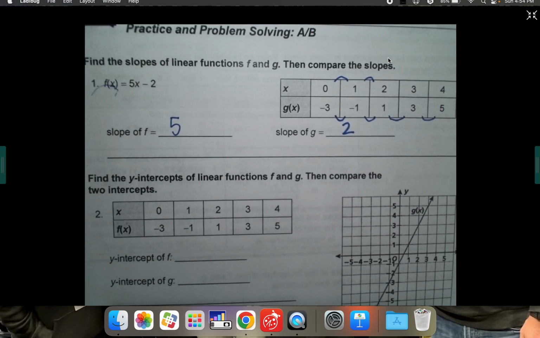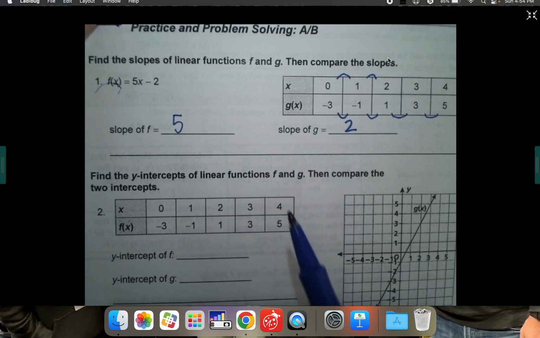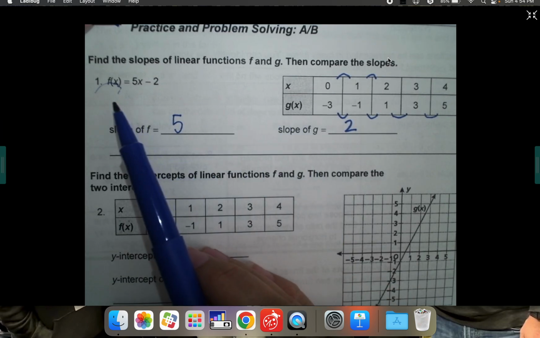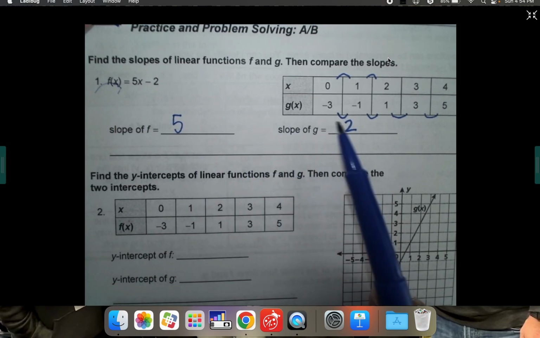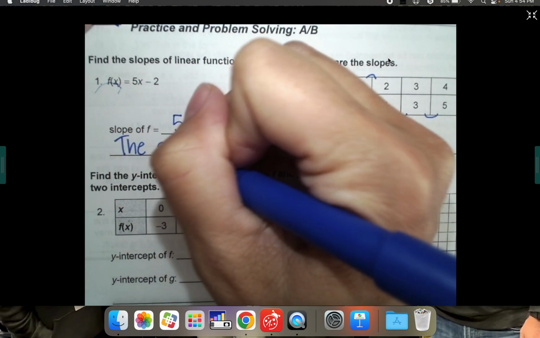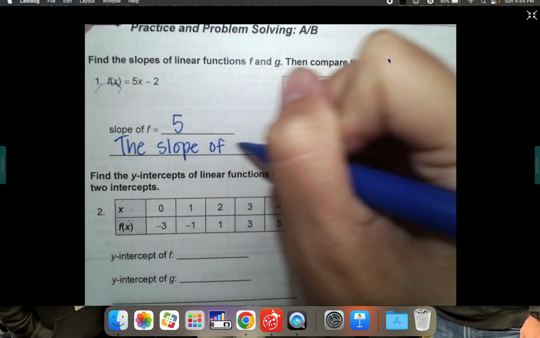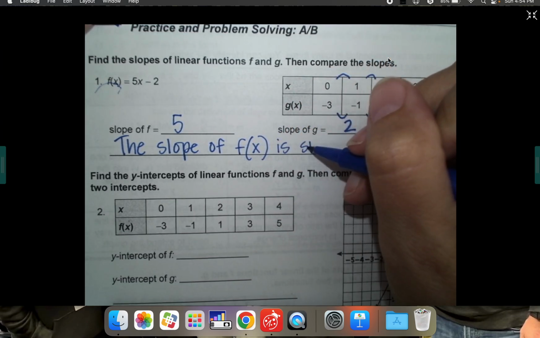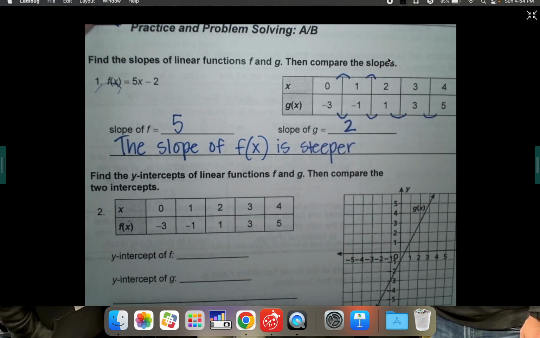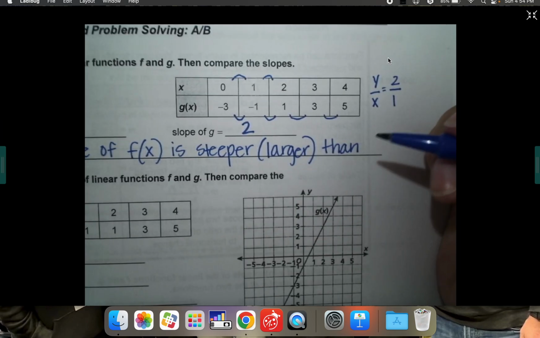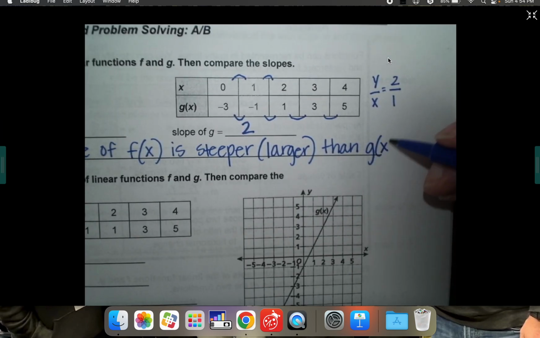So if we compare the slopes, the slope of f is 5. The slope of g, because it's g of x in this one and it was f of x in this one, is 2. So 5 versus 2. So the slope of f of x is steeper. You could also say larger than the slope of g of x.